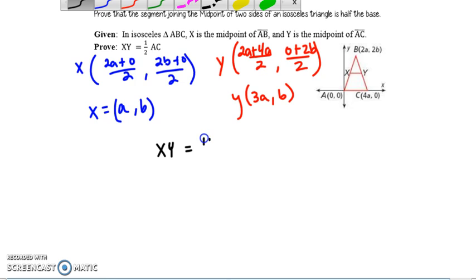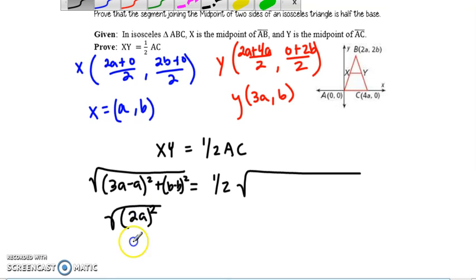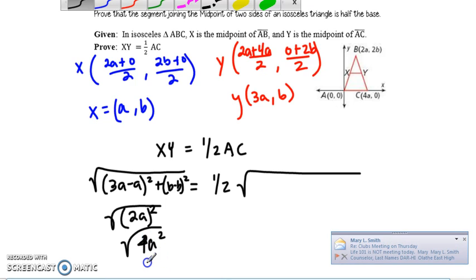XY equaling 1/2 AC is what we're trying to prove. So let's go ahead and use the distance, and 1/2 for the distance of AC. So XY's distance, we're going to use its parts and do the distance formula. And so using its coordinates, we end up here with 0 squared, which is 0. So here that's 2a squared. And then that ends up giving you 4a squared, and then we do the square root, which ends up just giving you 2a.